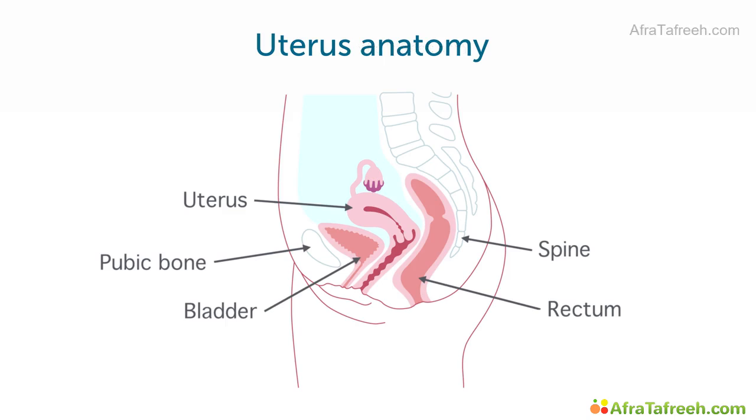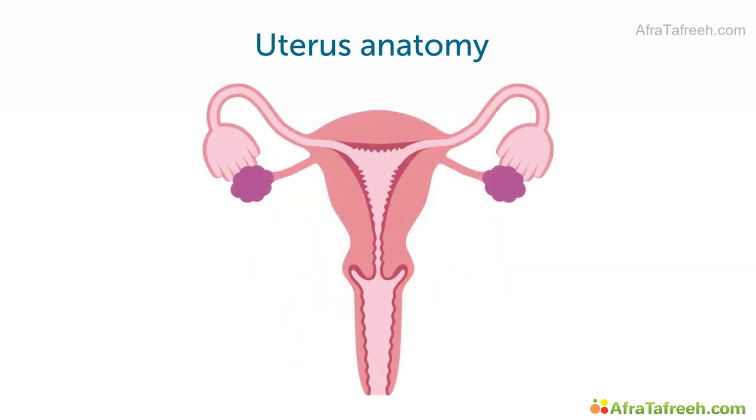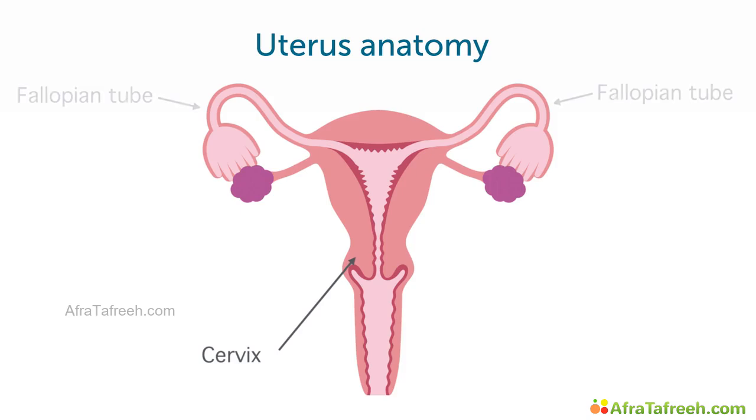The urinary bladder can be of great value for us with ultrasound scanning, because when it's filled with urine, it makes a very good window and provides us with a better view of the uterus. If we then have a close look at the uterus in a coronal view, we see here the cervix of the uterus. On both sides, we see the fallopian tubes and the ovaries.